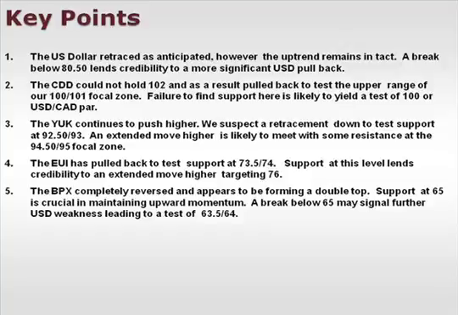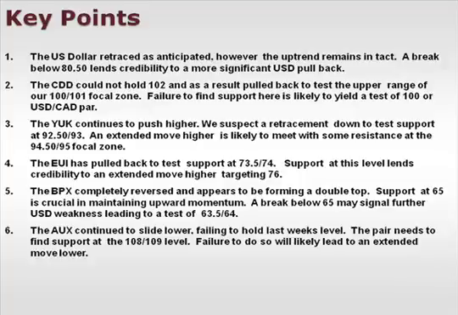The BPX completely reversed and appears to be forming a double top. Support at 65 is crucial in maintaining upward momentum. A break below 65 may signal further U.S. dollar weakness, leading to a test of 63.5 to 64. The AUX continued to slide lower, failing to hold last week's levels. The pair needs to find support at the 108-109 level. Failure to do so will likely lead to an extended move lower.